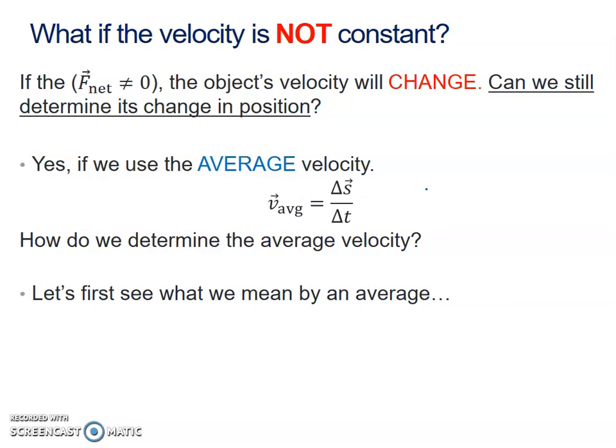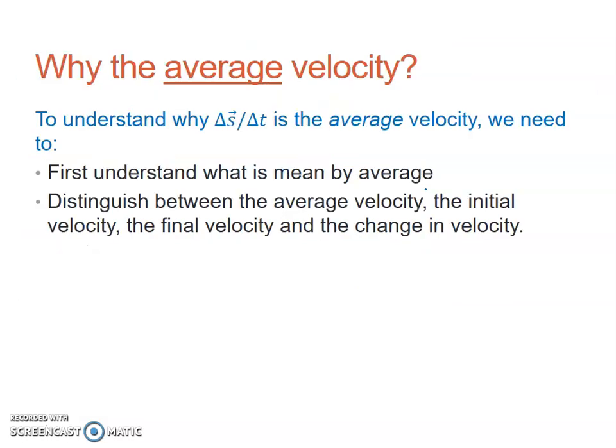If you have a lot more people scoring above 65, then the average will be higher. If you have more people scoring below 65, the average will be lower. Make sense? So the average velocity is not the same as the initial velocity. It's not the same as the final velocity. It's not always the same as the mid-range velocity, and it certainly isn't the change in velocity. So now I've told you what it isn't.